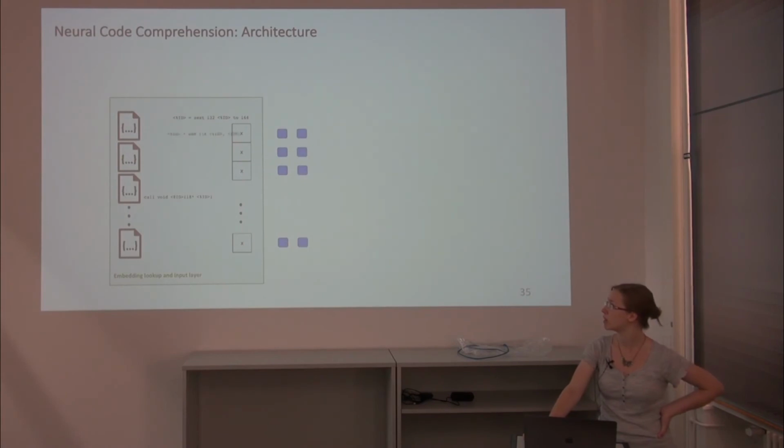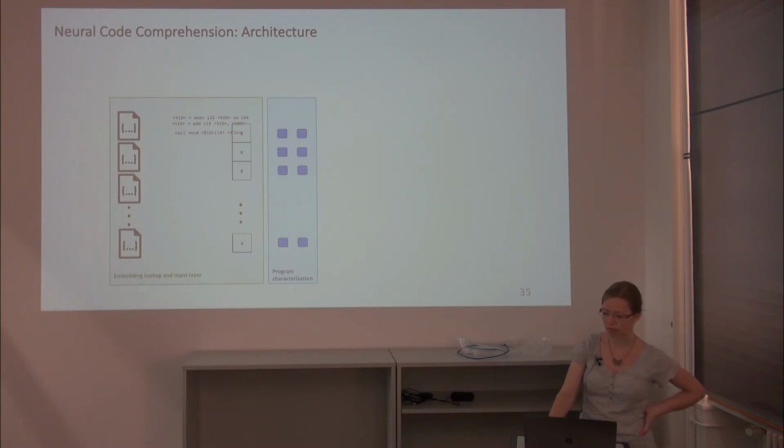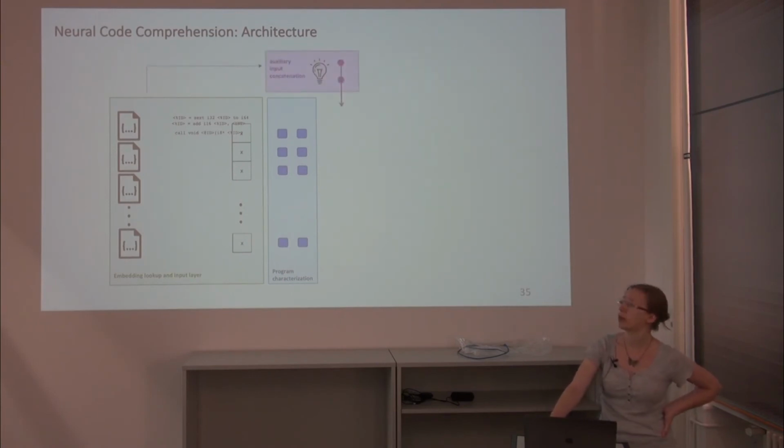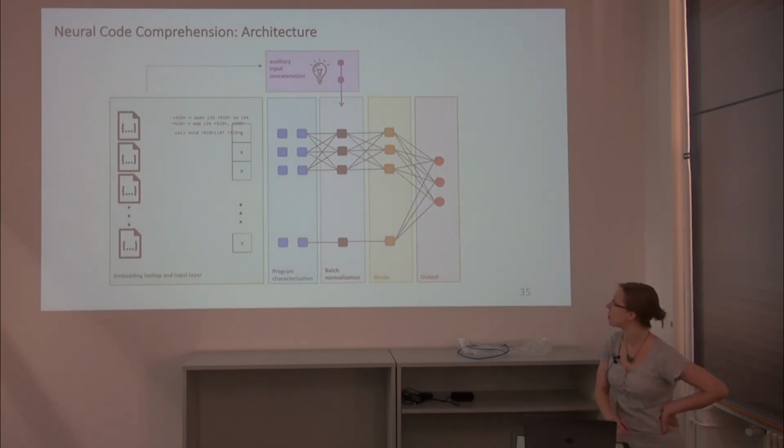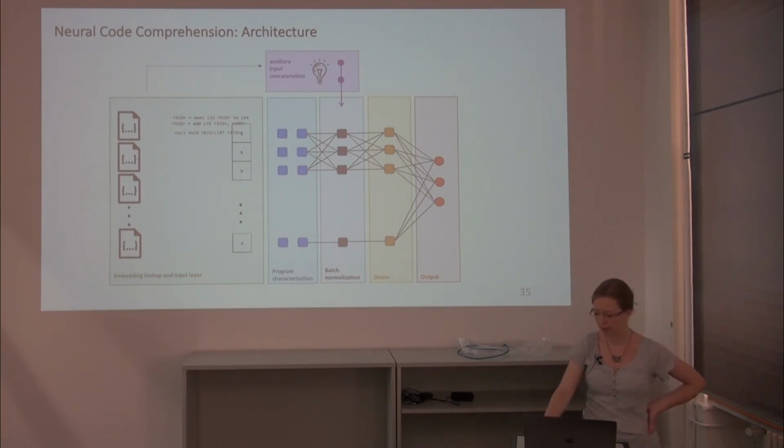And we actually make it go through a double sequence. Then we look at the next statement and the next statement. And once we've gone through all of the statements, we end up with a sequence which characterizes a program. So this first part is a program characterization. Then, if we want to have some auxiliary input that is not in the code, for example data size or some information that might only be available at runtime, we can include it at this point. We then perform batch normalization, make it go through a dense layer, and our last layer is a classification layer with a softmax with a number of categories on which we're classifying. So this is the architecture with which we'll be working.